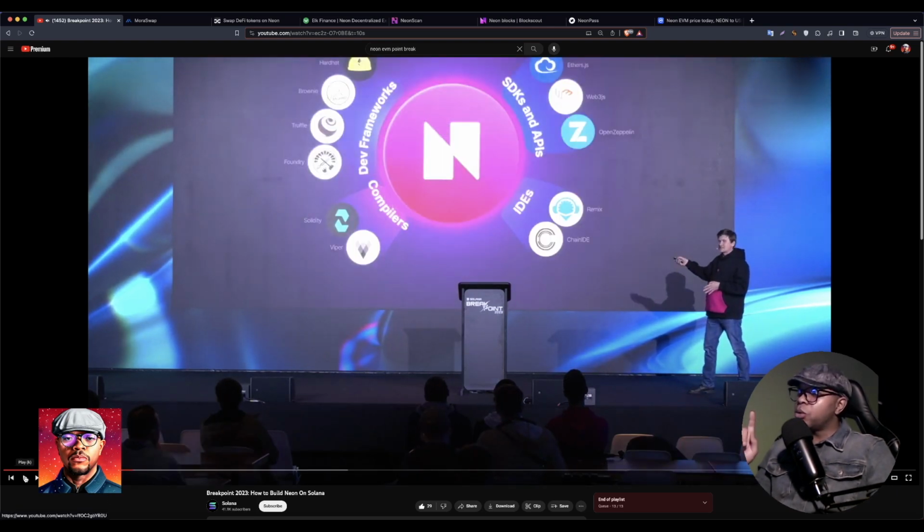That's pretty cool. So Solana can get price feeds from Chainlink through Neon.